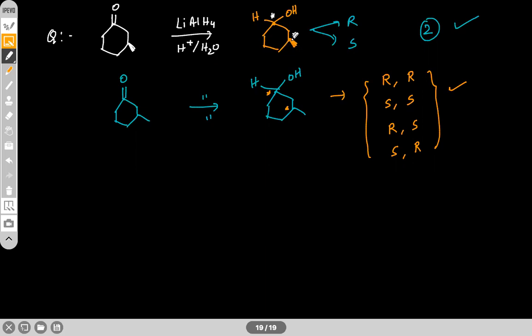We cannot assume that this methyl is going into the plane. Whether it is R or S, suppose I am assuming this as R. I don't know whether it is R or S, I am assuming this. So this would be R only, but this can be R or S, both. So the answer is, we can have RR, or this one can have S and this one is R only. We cannot change this. Boro, did you get it?